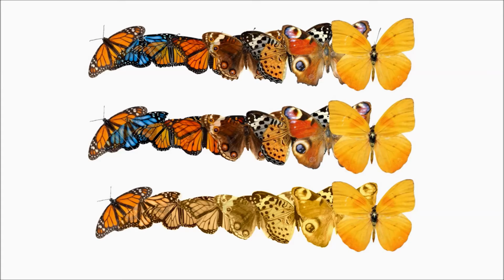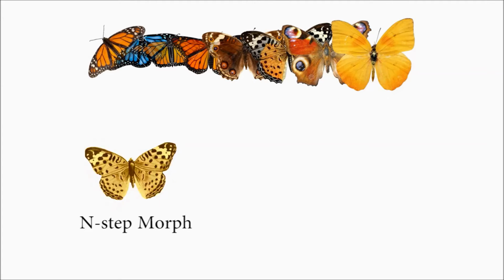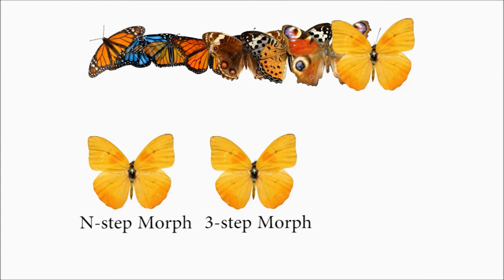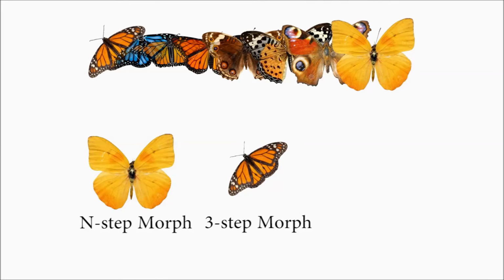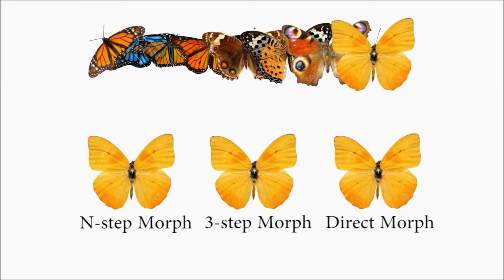With these smooth sequences, we can automatically create appealing morphs between the selected images. We can either choose to display all the in-between images and create an n-step morph, like you see on the left, or use a subset of the in-between images, like the 3-step morph in the center. We can also directly morph between the selected images.